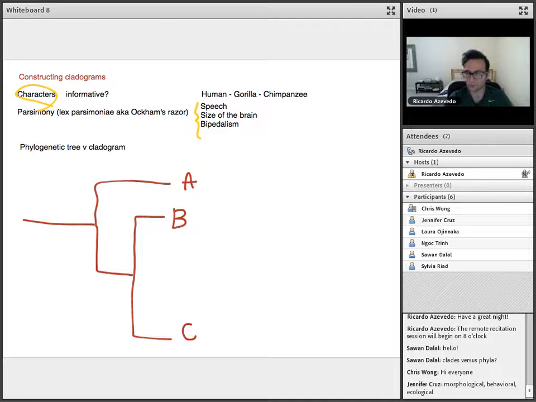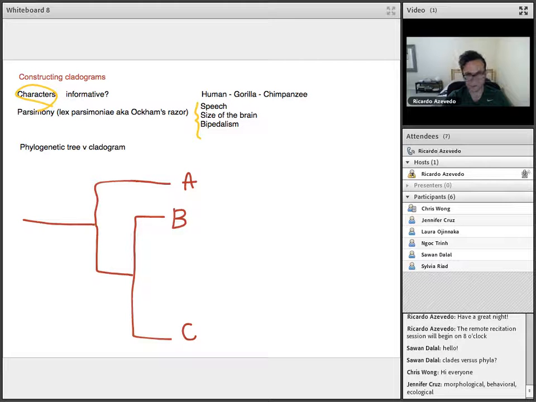So, in your view, which of these characters is least informative in our attempt to classify humans, chimps, and gorillas? Anyone? So, what is the least informative character out of these three? Speech, size of the brain, or bipedalism? Anyone?